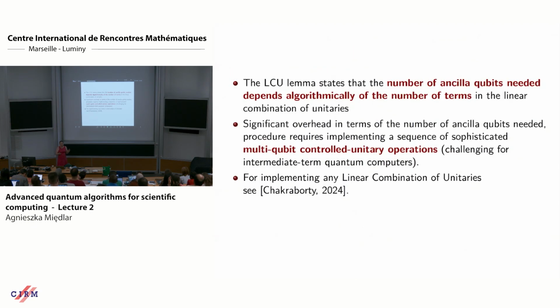And as I said, there is a lot of theory that says that the number of ancilla qubits unfortunately depends algorithmically on the number of terms. So of course, the longer your linear combination, you may need more ancilla qubits, so you see it in the complexity. The other thing is you need a multi-qubit controlled unitary operation. So there's select and prepare that are more complicated than just simple gates.